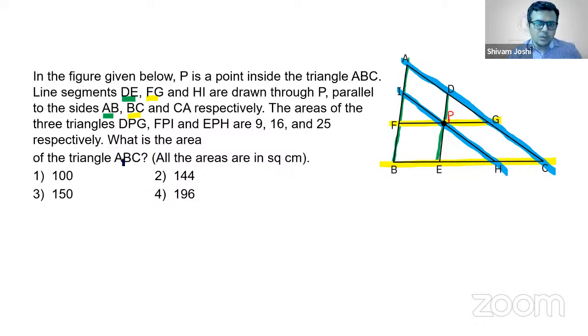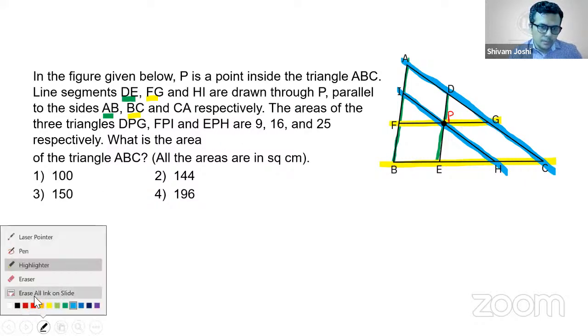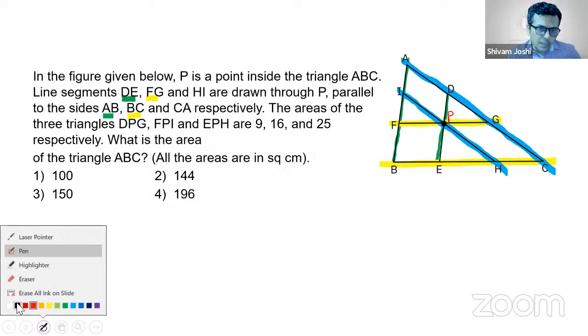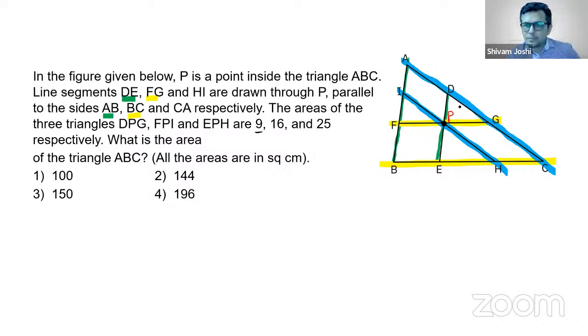Now the areas of the triangle DPG. Where is DPG? This one is DPG. So we'll mark the area over there, which is 9. FPI has an area of 16. And this one is 25, which is EPH. EPH, this is 25, right? So can we take the ratio of area for these three triangles?